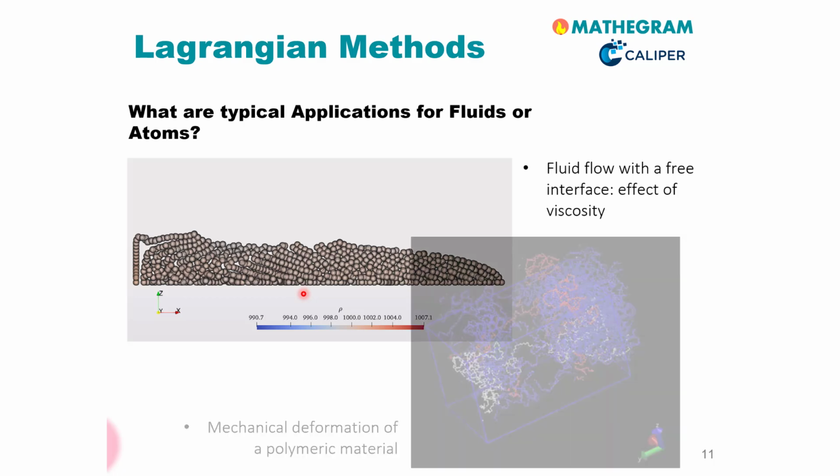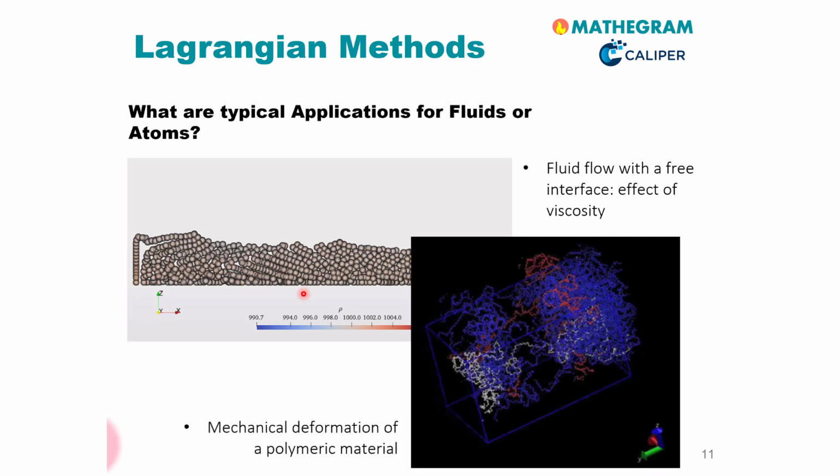Let us also now consider an example where we track atoms in a Lagrangian method. You will see more examples in a minute. Here, for example, we showcase the mechanical deformation, the stretching, of a polymeric material. You can see clearly that the small dots are the atoms that you track, and the lines between them are the chemical bonds that you also simulate with such an MD simulation, as they are called.